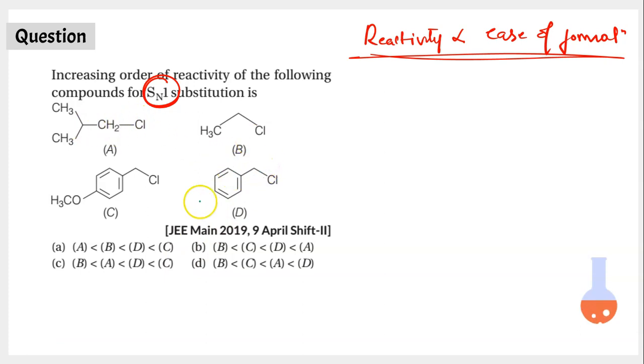Unfortunately, over here in all the 4 options, you are talking about primary carbon only. If you look at it carefully, it's all CH2Cl in all the 4 carbons. So you don't have that feasibility of comparing on the basis of primary, secondary or tertiary. So you have to look for some other logic, and the logic that we can apply over here is inductive effect. So observe molecule number B.